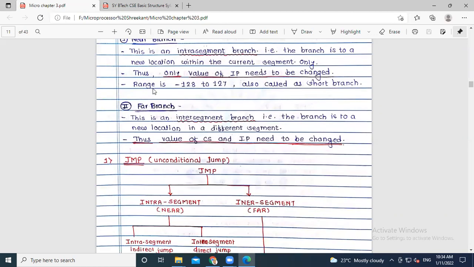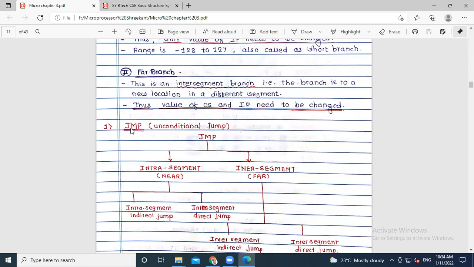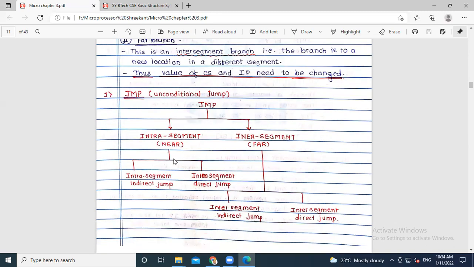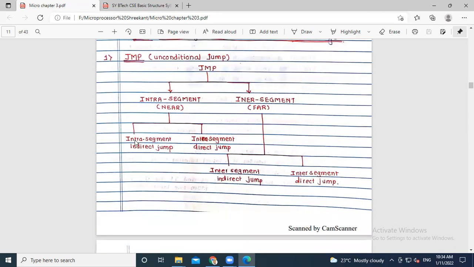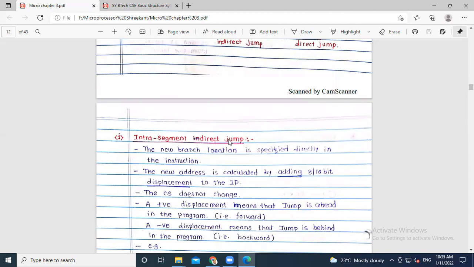branch. So in that branching, here we have to use jump and conditional jump. The intra-segment is called near and the inter-segment is called far. Again, into these two categories: intra-segment direct jump and intra-segment indirect jump. Here also in the far, inter-segment direct jump and inter-segment indirect jump are there.